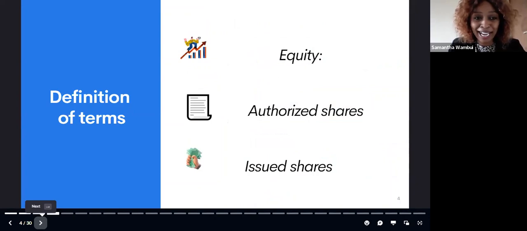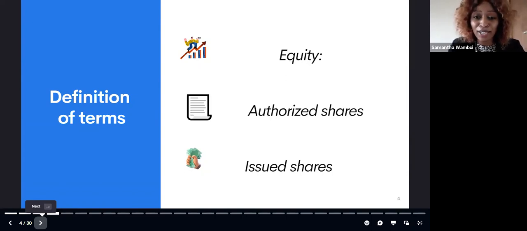Whenever we're talking about the cap table, there are so many terminologies that are used. So we're going to take a few minutes to define what some of these terminologies mean. The first one is equity, which refers to the company ownership. As an employee, it's really important to understand equity. This can be given as a form of compensation to you by your employer. We are going to talk a bit more about this during the employee stock option segment of the webinar.